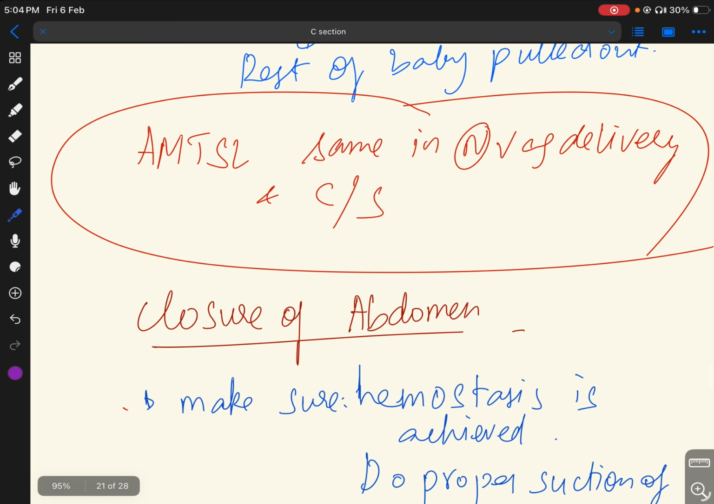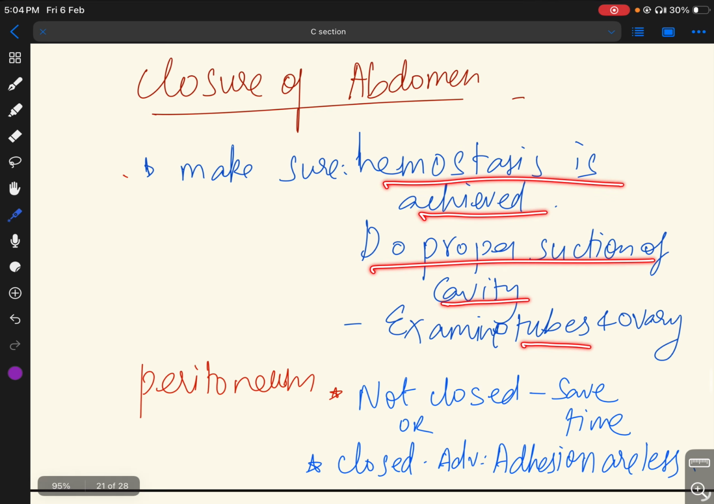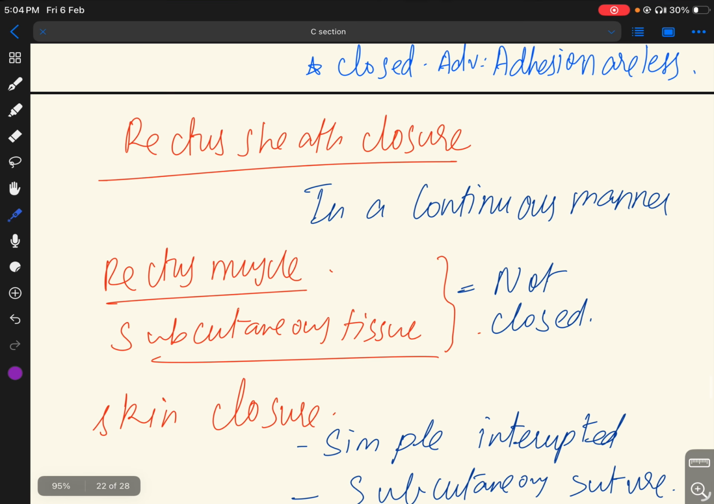After delivering the baby, you have to close the abdomen, make sure hemostasis is achieved, do proper suction of the cavity, and examine tubes and ovary once. Peritoneum can be closed and it can be left open. If it is not closed, it can save time. If it is closed, the advantage is adhesions are less.